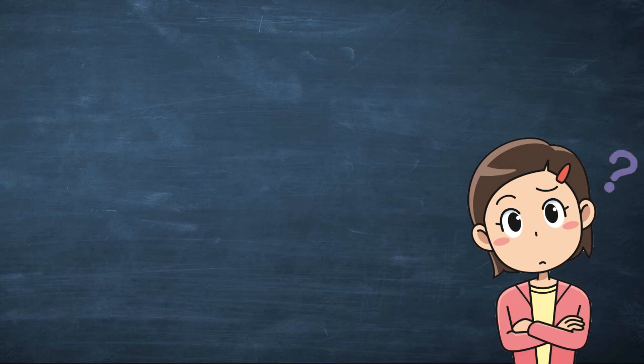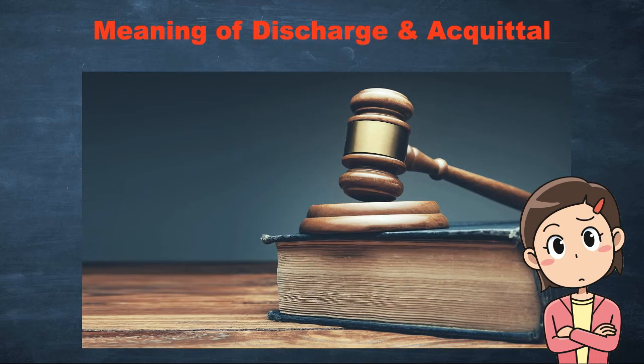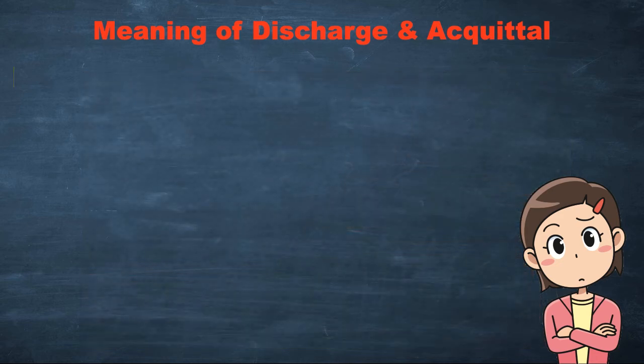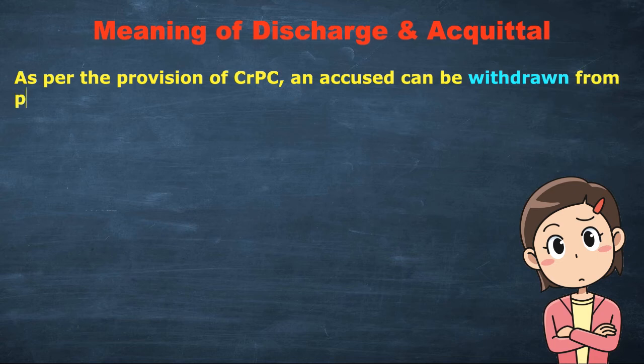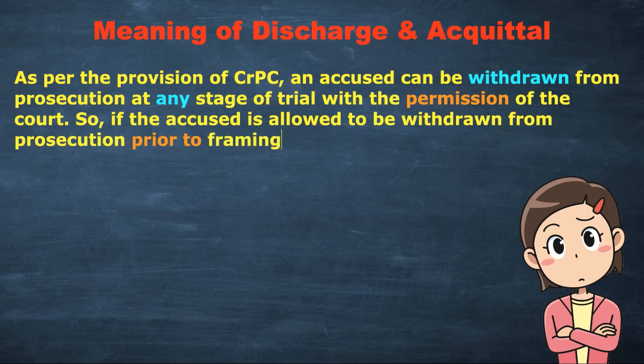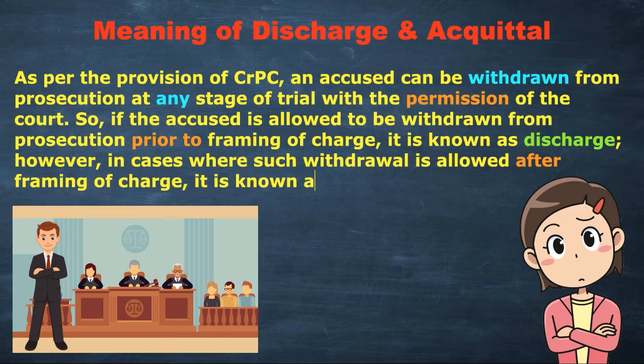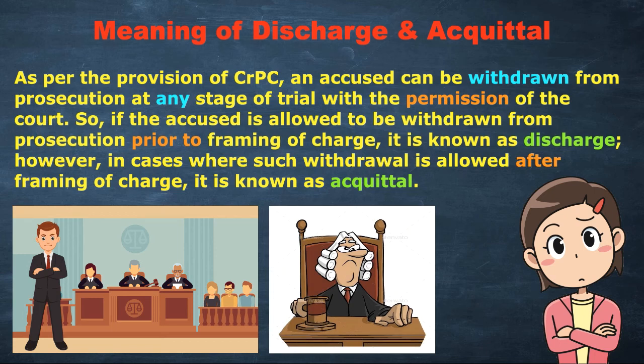The first one is the meaning of discharge and acquittal. I have discussed or used both the terms often in this video. So let's understand the meaning of discharge and acquittal. As per the provision of CRPC, an accused can be withdrawn from prosecution at any stage of trial with the permission of the court. So, if the accused is allowed to be withdrawn from prosecution prior to framing the charge, as we have discussed, trial will begin only after the framing of a charge.